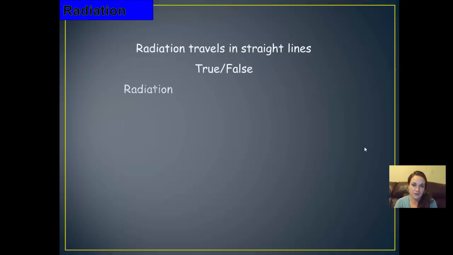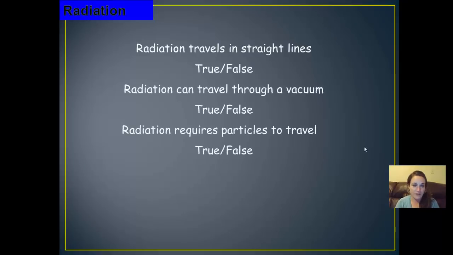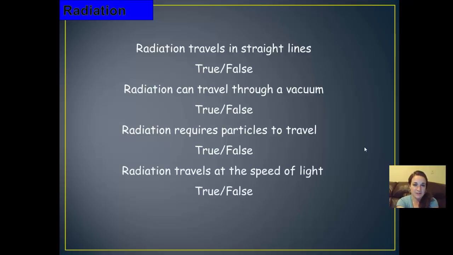We're going to do a couple true-false questions right now so that you can get those notes down. These are some really important key points about radiation. So the first one, radiation travels in straight lines. This is actually true. So it travels straight from the sun to the earth. Next one, radiation can travel through a vacuum. Again, that's true. That's really important because there are no particles in space, so it wouldn't be able to travel if it couldn't travel in a vacuum.